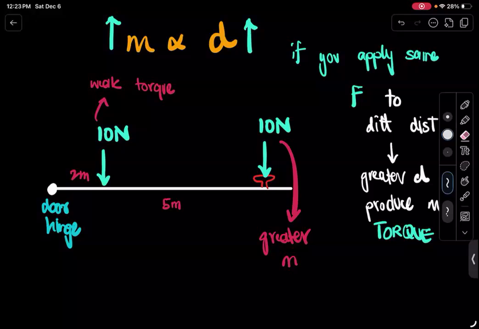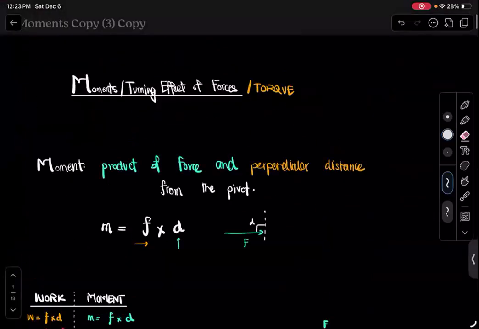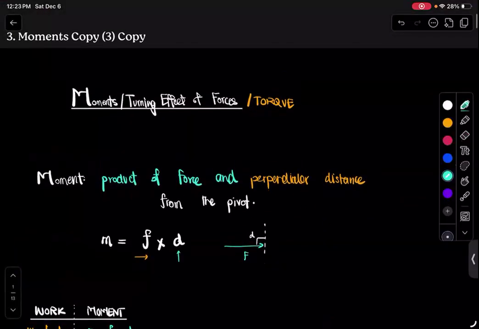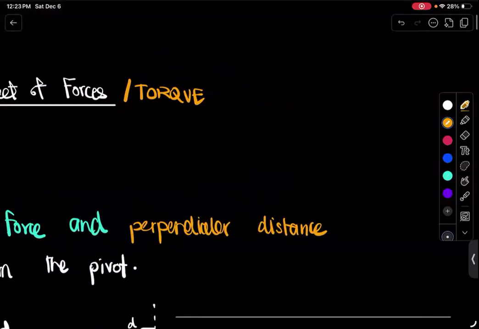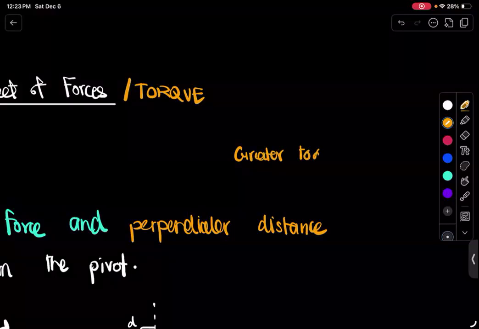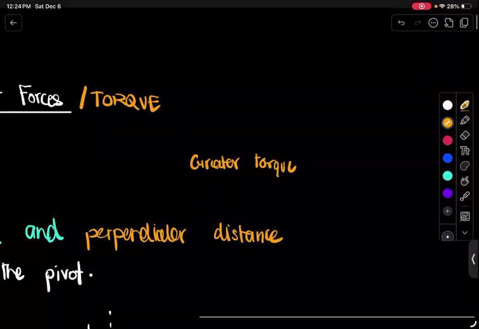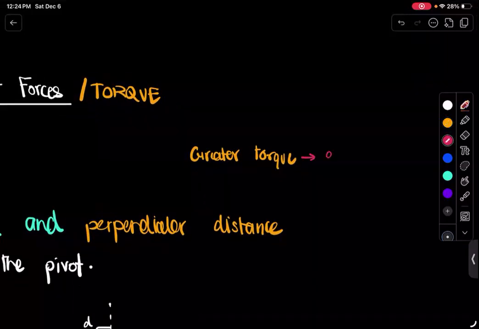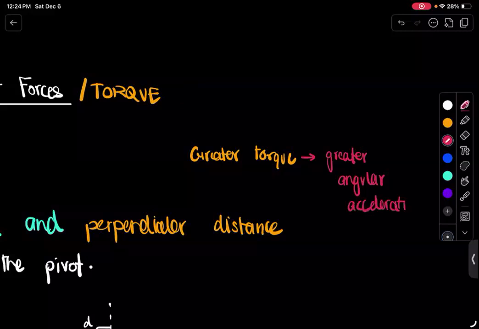Okay, sounds good. So one thing that they don't exactly teach in A levels, which makes it confusing sometimes, is that greater torque, which really makes sense, means a greater angular acceleration. So make sure you keep that in mind. That's always very helpful to keep in mind.